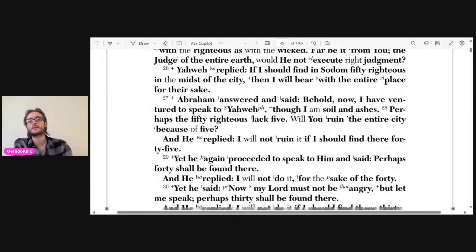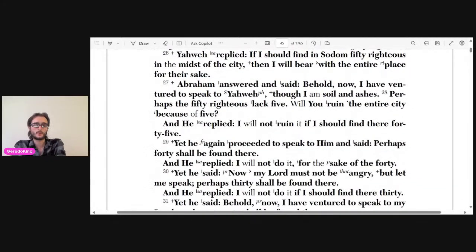Abraham answered and said, behold, now I have ventured to speak to Yahweh, though I am soil and ashes. Perhaps the 50 righteous lack 5. Will you ruin the entire city because of 5? And he replied, I will not ruin it if I should find there 45. And he again proceeded to speak to him and said, perhaps 40 shall be found there? And he replied, I will not do it for the sake of the 40.